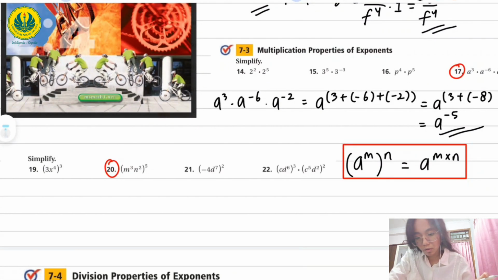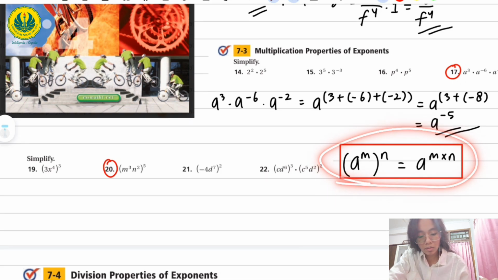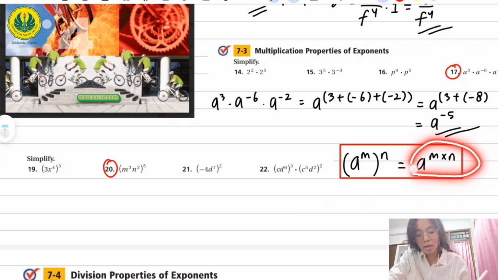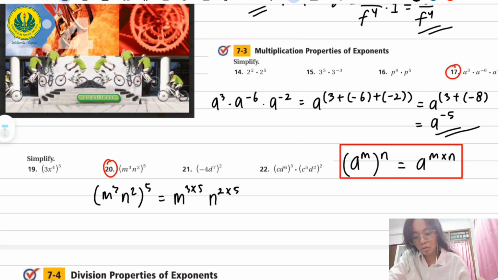Next, number 20. It's still about multiplication properties of exponents. I already wrote it on this screen. When we have a to the power of m, all to the power of n, we just multiply the powers. So we have here m to the power of 3, n squared, all to the power of 5. We multiply both powers: m to the power of 3 multiplied by 5, and n squared multiplied by 5. So we get m to the power of 15 and n to the power of 10.